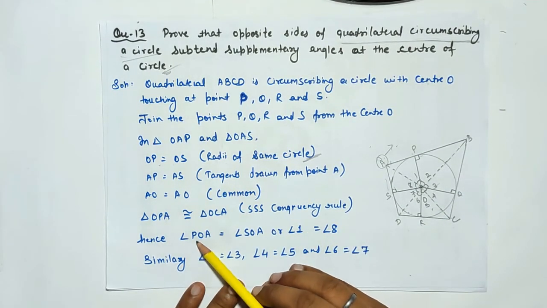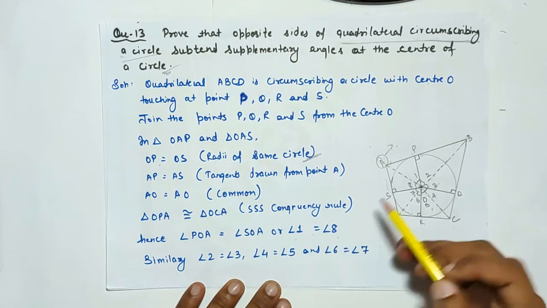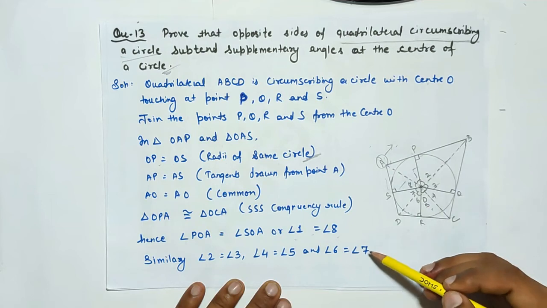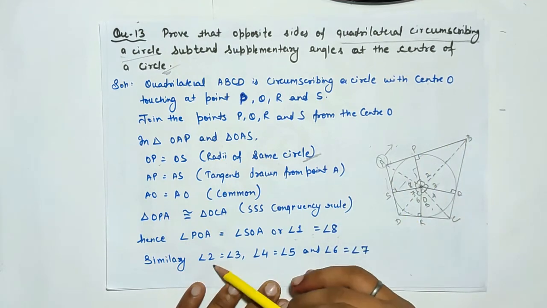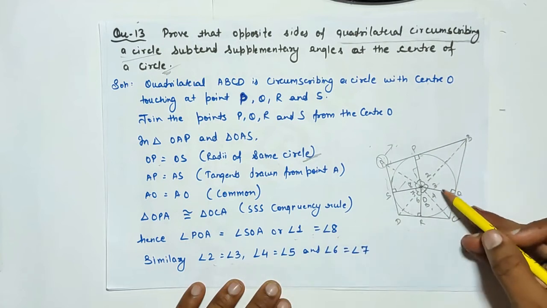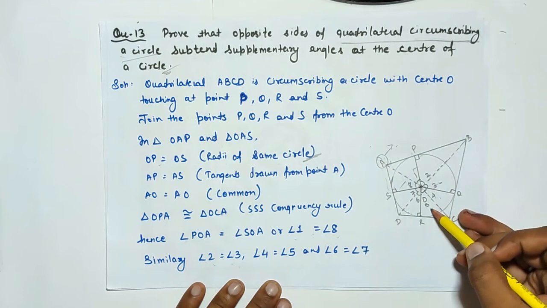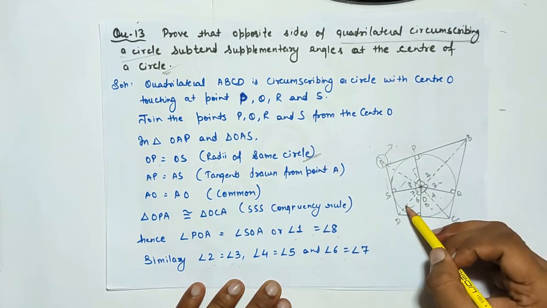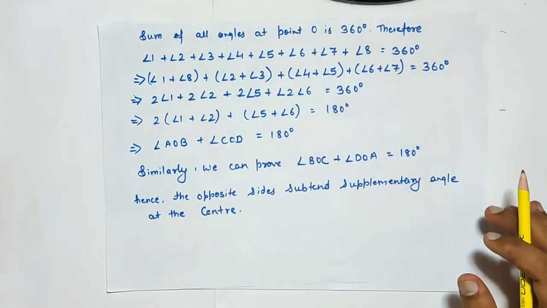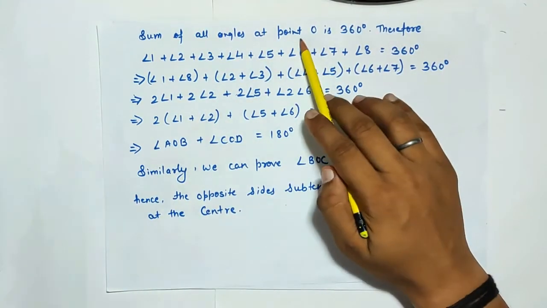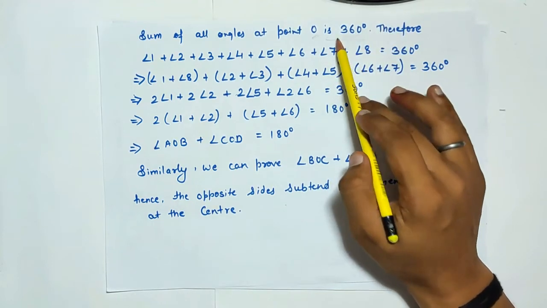Hence angle POA is equal to angle SOA, or angle 1 is equal to angle 8. Similarly, angle 2 is equal to angle 3, angle 4 is equal to angle 5, and angle 6 is equal to angle 7. The sum of all angles at point O is 360 degrees.